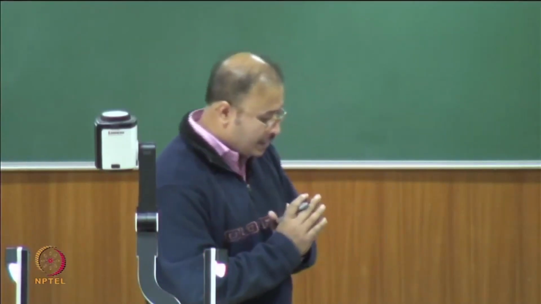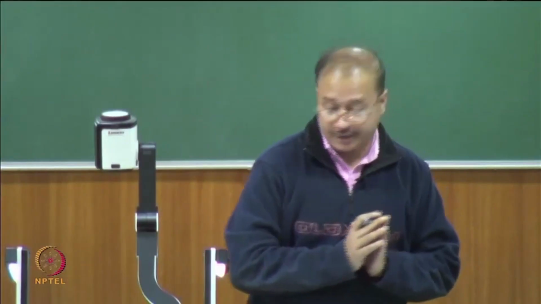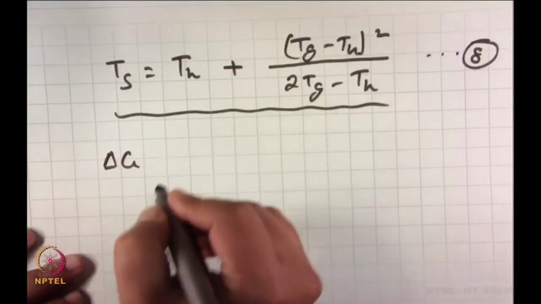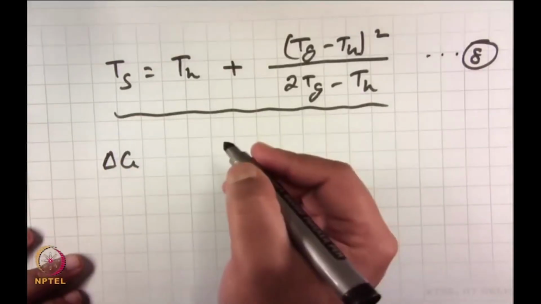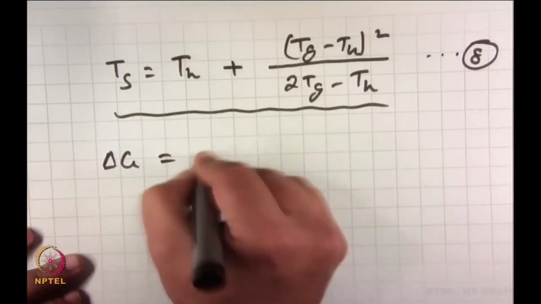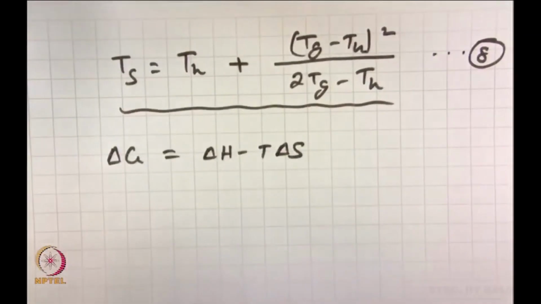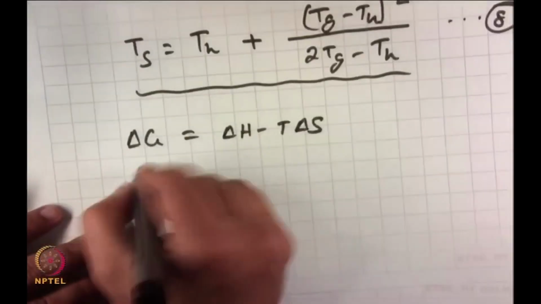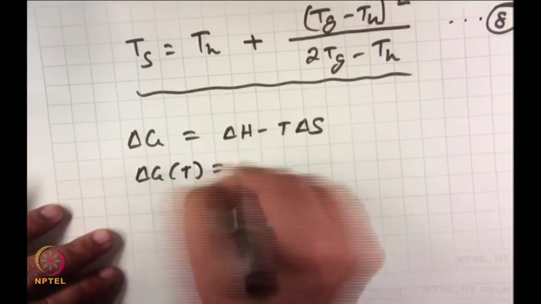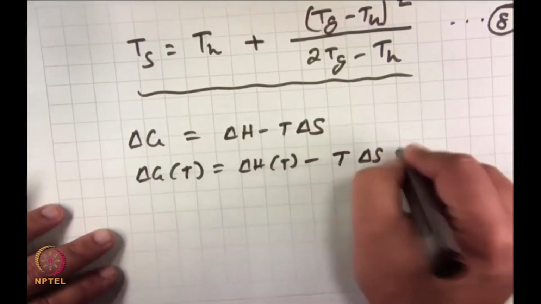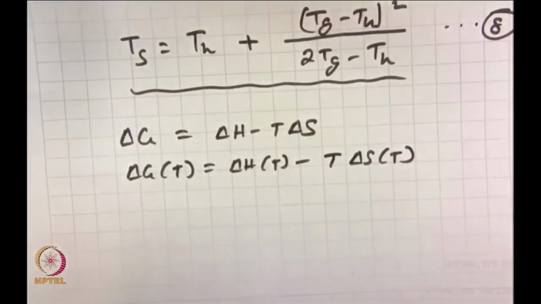Now, you have one more thing coming in. What we know is that delta G, the free energy at any given temperature, is equal to delta H minus T delta S at any given temperature. So, I can rewrite it as delta G at any given temperature equal to delta H of T minus T delta S at a certain temperature. This is your Gibbs-Helmholtz equation. Now, from here where do we go?